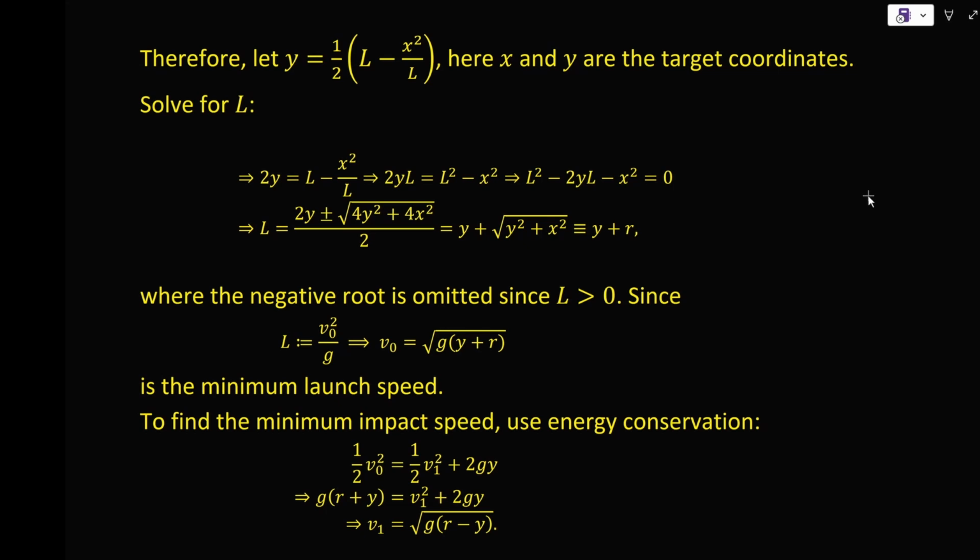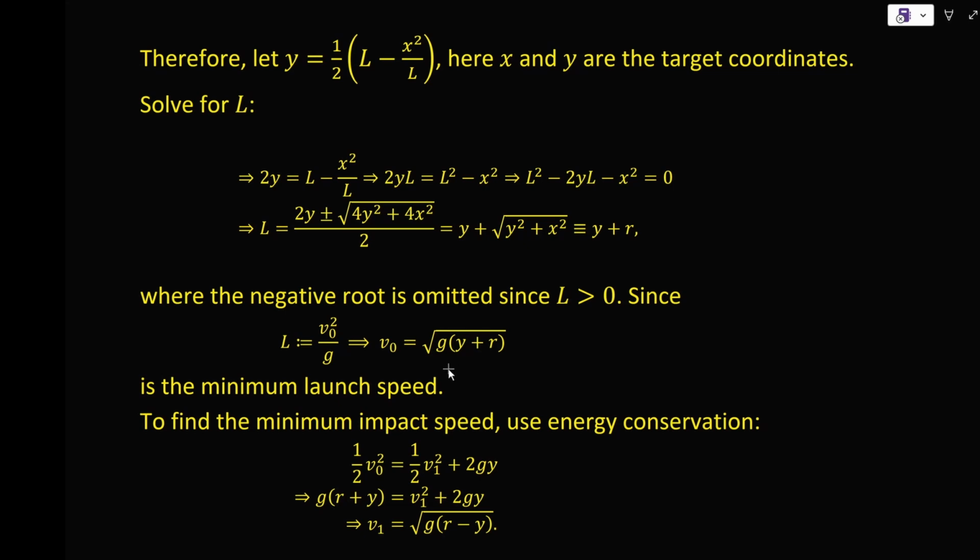Therefore, we plug x, y into the equation of the physical safety parabola, that is y equals 1/2 times (L minus x squared over L). The equation for L turns out once again to be a quadratic equation, that is L squared minus 2y times L minus x squared equals 0, whose only positive root is L equals y plus the square root of y squared plus x squared. So L is just y plus r. Because L is V naught squared over g, we can quickly solve for V naught as the square root of g times (y plus r).